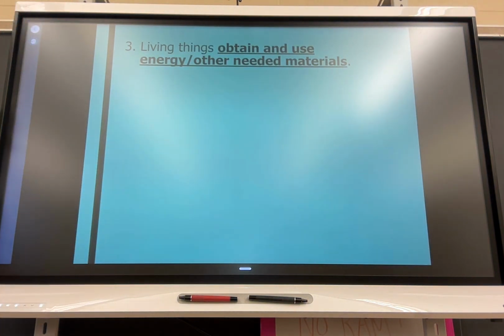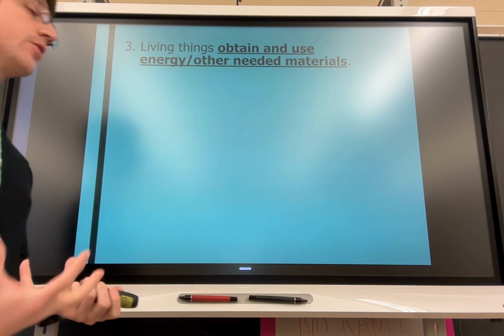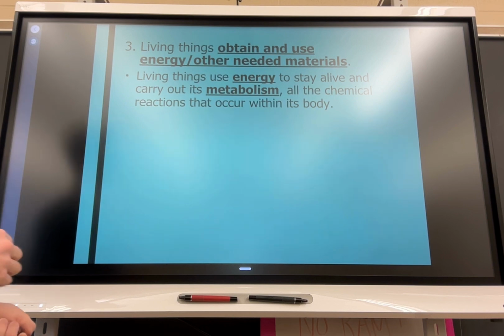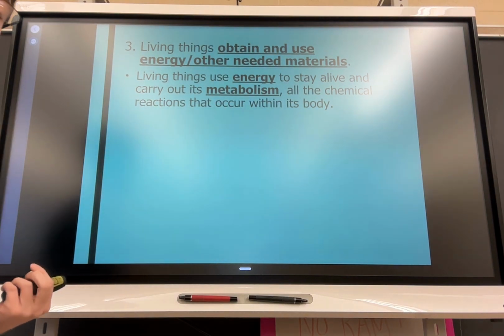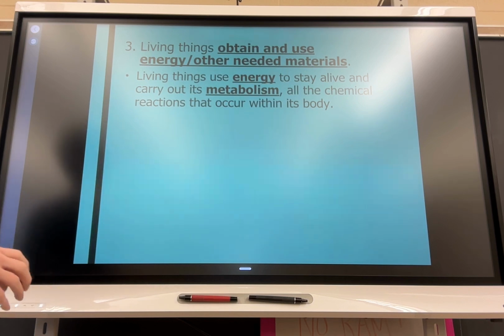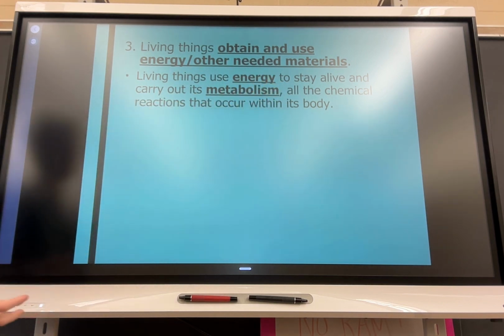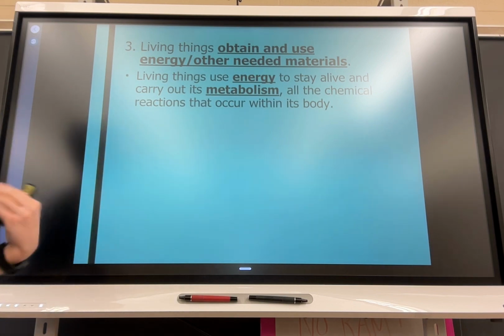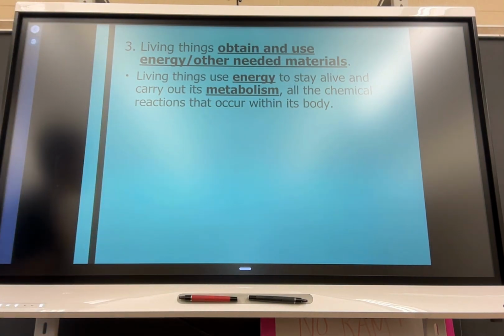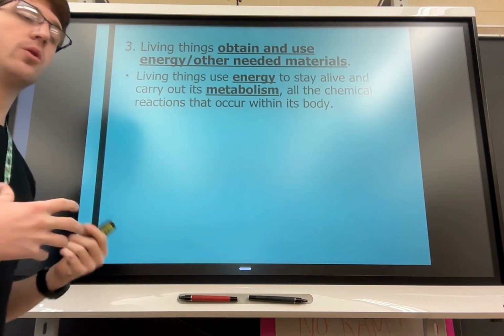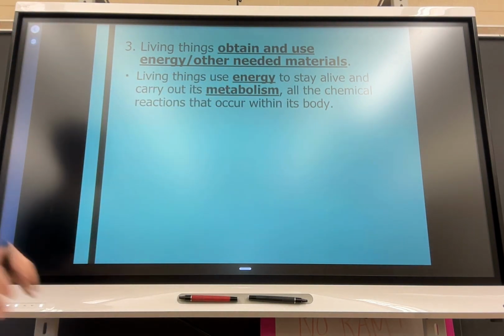Characteristic number 3, all living things need to obtain and use energy and other needed materials. So energy is going to be one of the big ones for this. So all living things need energy. You usually get energy in the morning from your breakfast. We need it to stay alive, and we need to carry out our metabolism. Our metabolism is all of the different chemical reactions that are happening within our body. So all of the reactions to break down our food, to produce new cells, to move different molecules, all of them require energy, and all of them need to work within our metabolism just so that we can keep ourselves going.